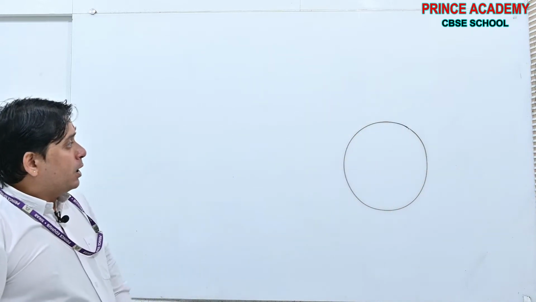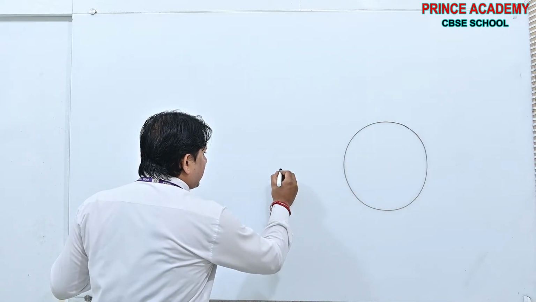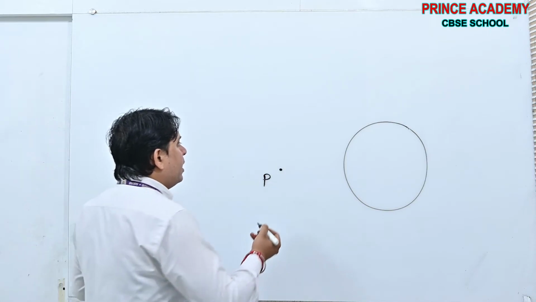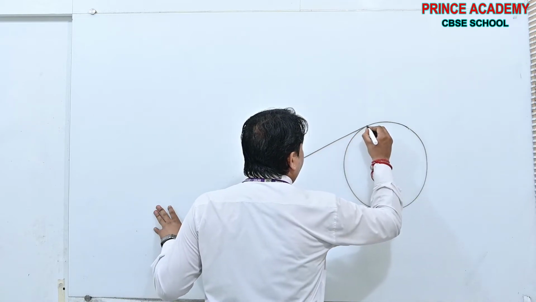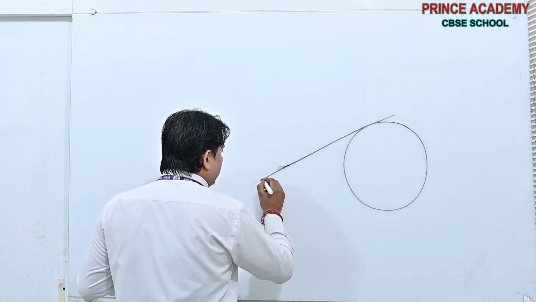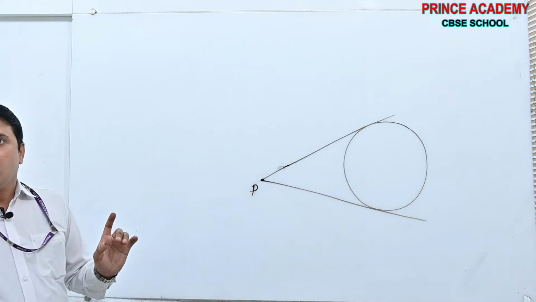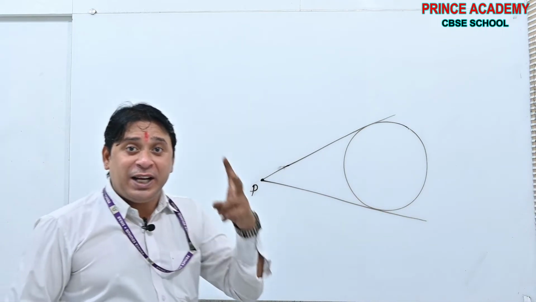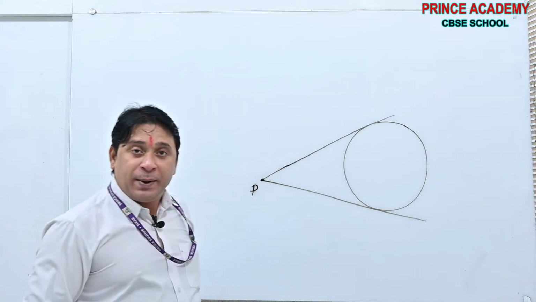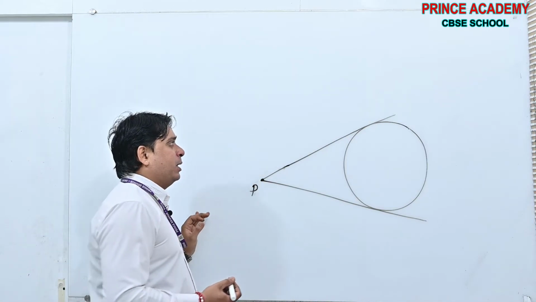See, once I am explaining the theorem. This is the circle. From an external point P, how many tangents can I draw? Yes or no? Only two tangents. Only two tangents can be drawn from an external point to a circle.